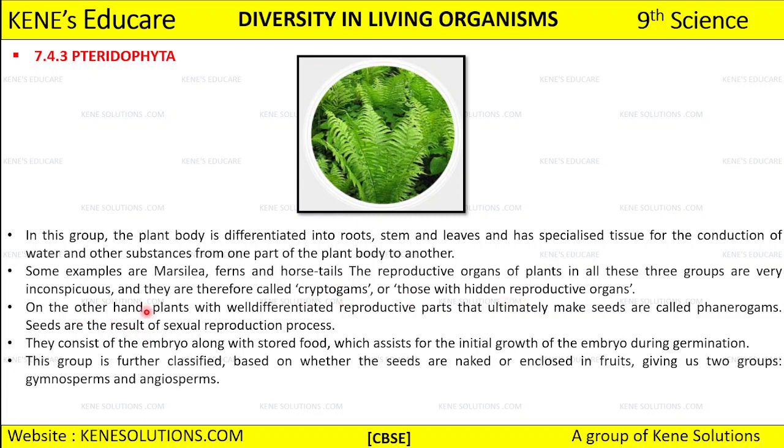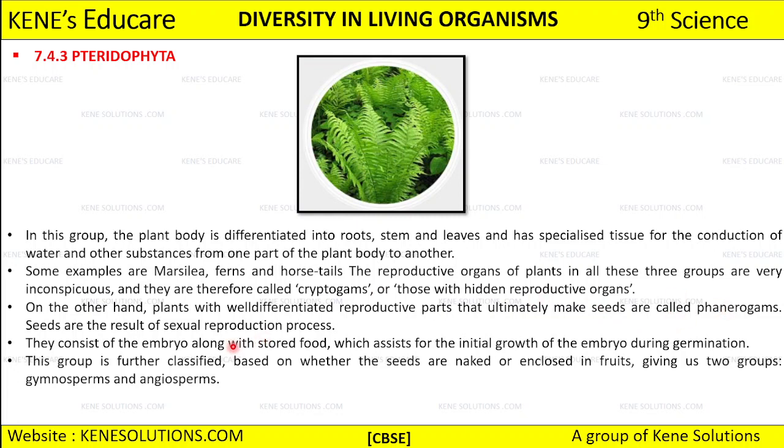On the other hand, the plants with well differentiated reproductive parts that ultimately make seeds, we call them phanerogams. So we have cryptogams whose reproductive organs are hidden, and we have phanerogams whose reproductive organs are well differentiated, and further they ultimately develop and make seeds. Such kinds of plants we call phanerogams.